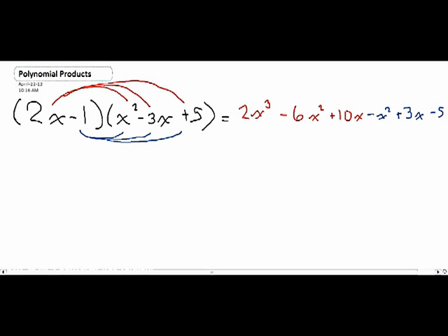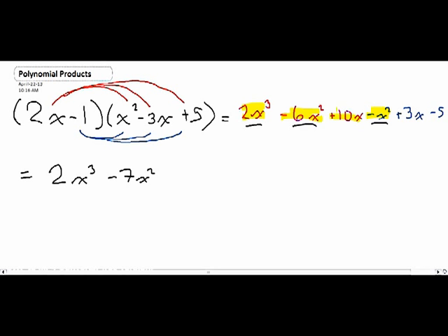So what we want to do now is collect our like terms. We're going to do this starting with our highest degree term, our x cubed. So I only have one x cubed term here, so this is going to give me 2x cubed. Now, this guy's done, so we're just going to draw a little line underneath it. Now we're going to do our x squared terms. That's this one and this one. Here we got two of them. So if I have negative 6x squared and I take away another x squared, I'm going to get negative 7x squared. So now this is done and this is done.